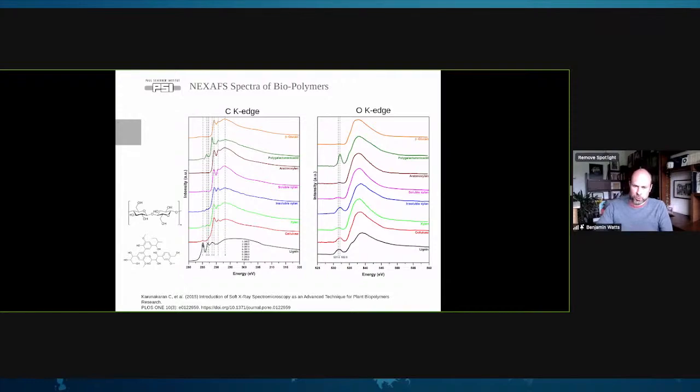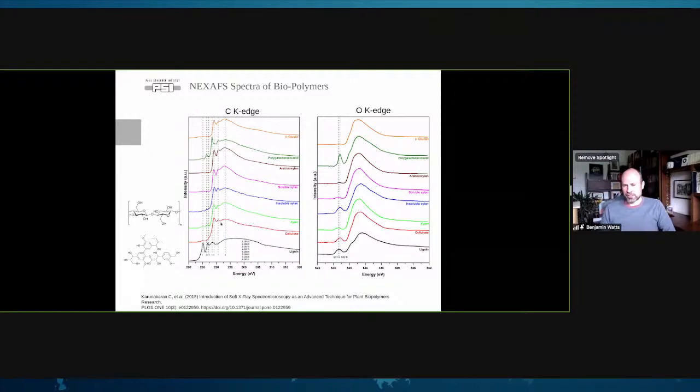And as I mentioned with the polystyrene, this is due to the phenyl ring. So the pi star antibonding orbital of the phenyl ring has an energy here, and we see the structure of lignin has quite a lot of these phenyl rings in it. Whereas cellulose has lots of rings, but there's no double bond, so there's no pi star orbitals present, and so there's no peak at 285 eV. However, we have lots of other types of bonds, and so we get other resonance peaks.